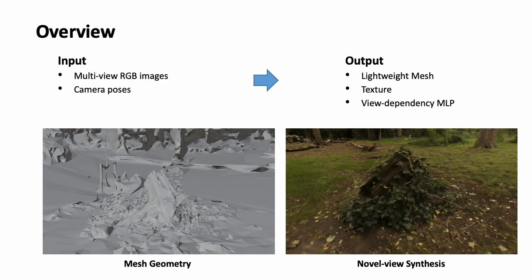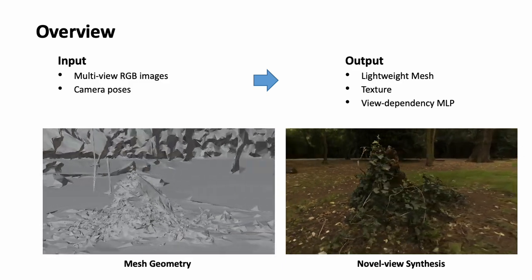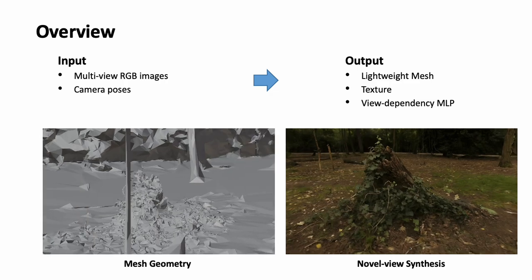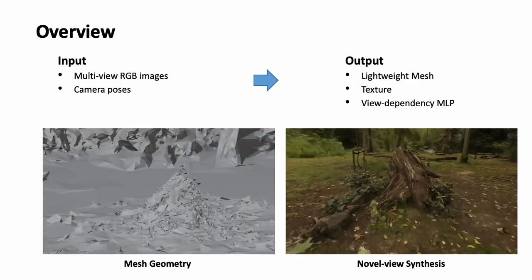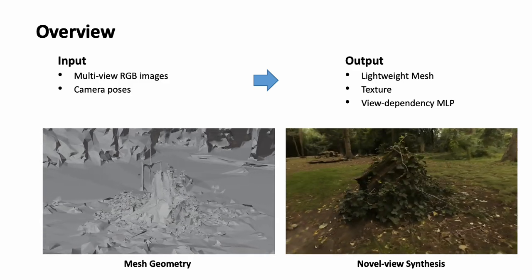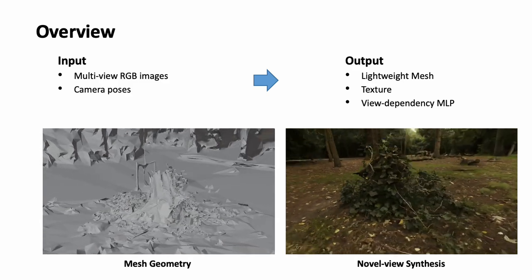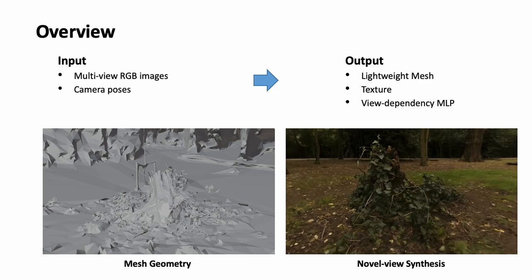Current neural rendering can produce photorealistic rendering quality. We focus on mesh-based neural rendering because mesh is still widely used for most graphics applications. Given multi-view images and corresponding poses, our task is to generate a lightweight mesh, texture, and view dependency MLP for neural rendering.